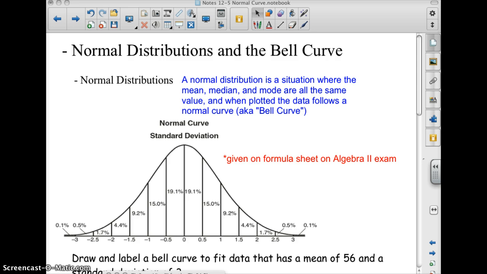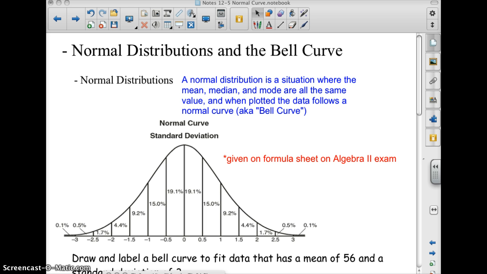A normal distribution is a situation where the mean, median, and mode are all the same value, and when plotted, the data follows a normal curve. So that's a pretty unique kind of situation where the mean, median, and mode are all the same value. Okay? You're going to know that this kind of situation applies because you're going to be told. It's going to say in a normal distribution, or that data is normally distributed. All right, if that is the case, then you're going to use this curve here.